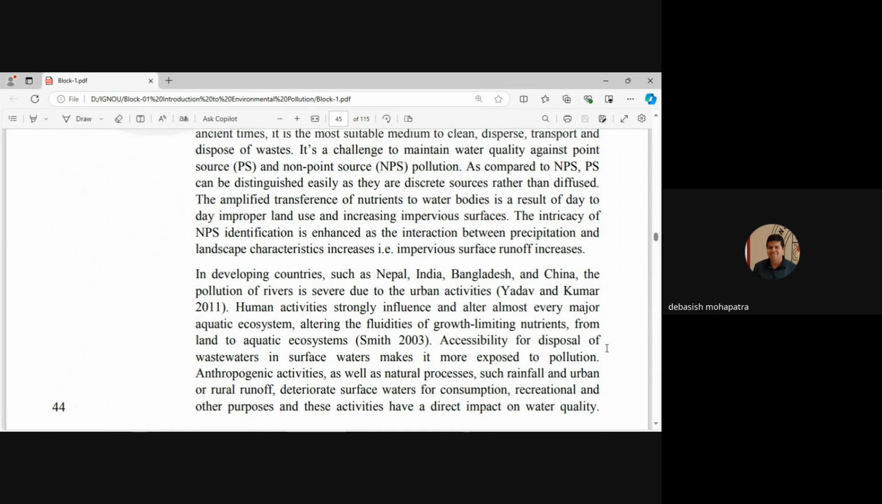So accessibility for disposal of wastewater in surface water makes it more exposed to pollutants, anthropogenic activities as well as natural processes such as rainfall and urban or rural runoff, which deteriorate surface water for consumption, recreational and other purposes.